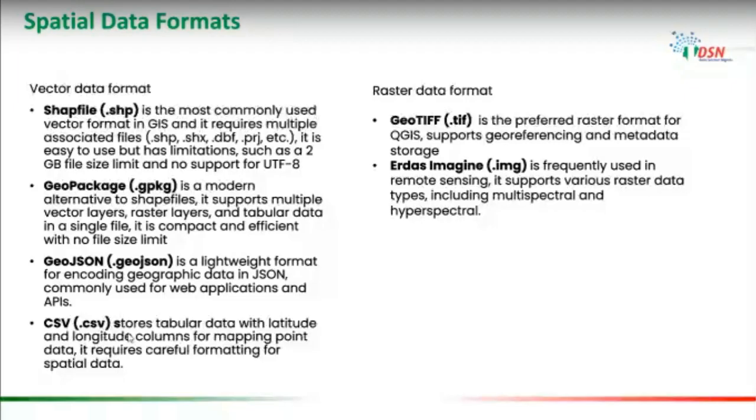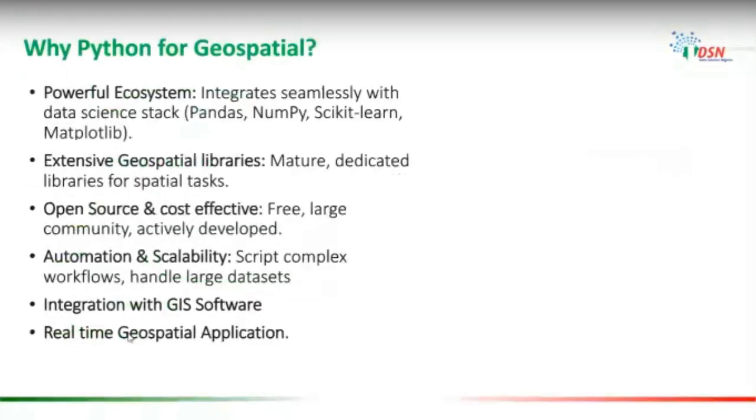CSV is a very common data format that we also work with. It is also a commonly used spatial data format, especially in geospatial data analysis. And for raster data, we have the GeoTIFF, and then we have the image. So why are we using Python? Why are we using Python for geospatial data analysis?